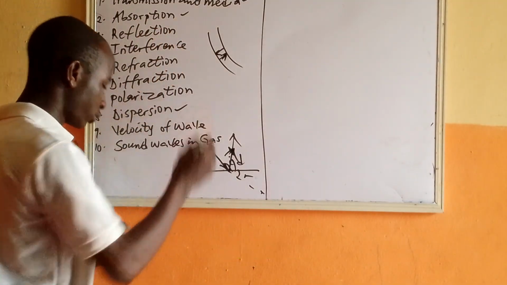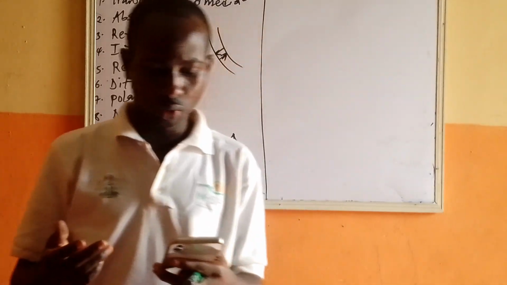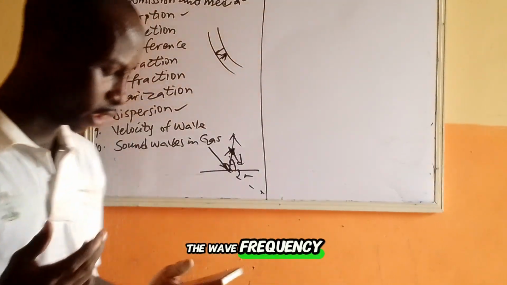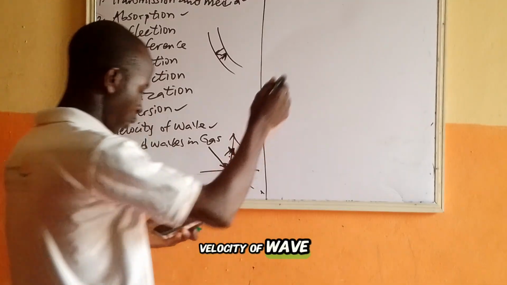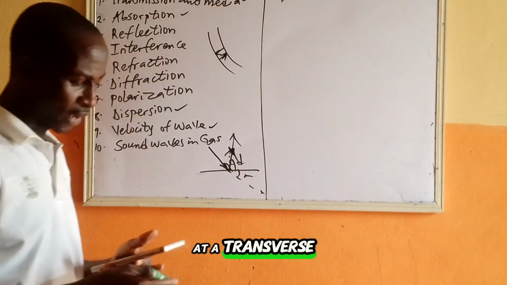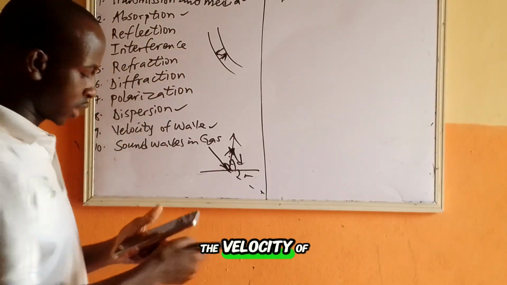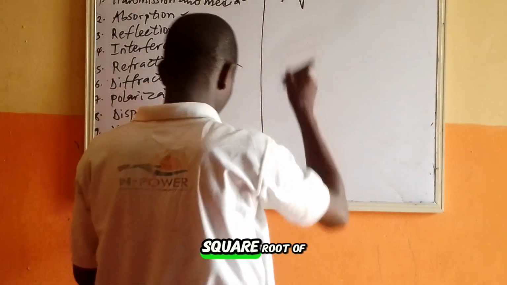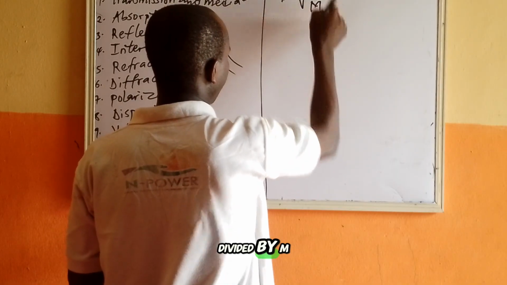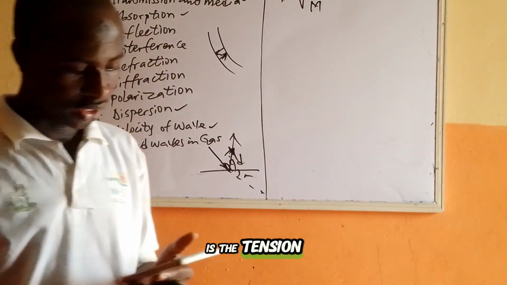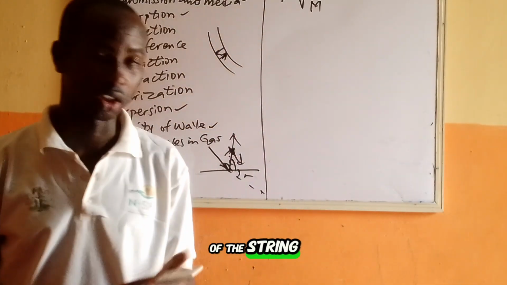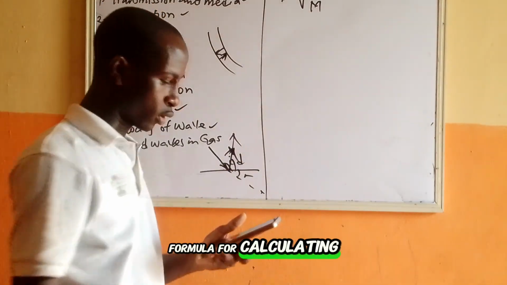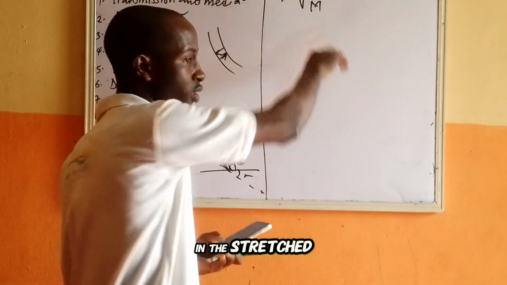Talk about dispersion. A wave undergoes dispersion when either the phase velocity or the group velocity depends on the wave frequency. And now let's talk about velocity of wave. Let's look at a transverse wave on a straight string. The velocity of a wave is given as v equals the square root of T divided by m, where T is the tension in the string and m is the mass per unit length of the string. So this is the formula for calculating velocity of a wave in a straight string.